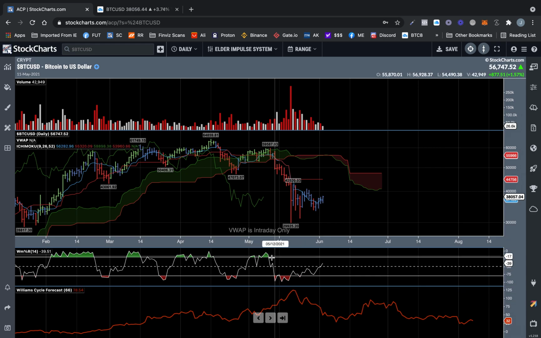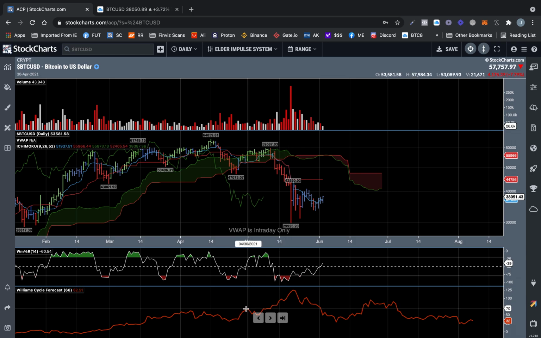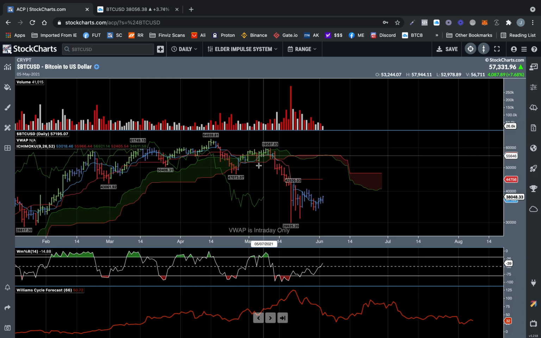But obviously, if his Williams percent R indicator is showing an overbought oscillator, and you get any kind of a topping signal around in here, that was probably a pretty good heads up right here. I mean, you had a nice little red day right here if you look.